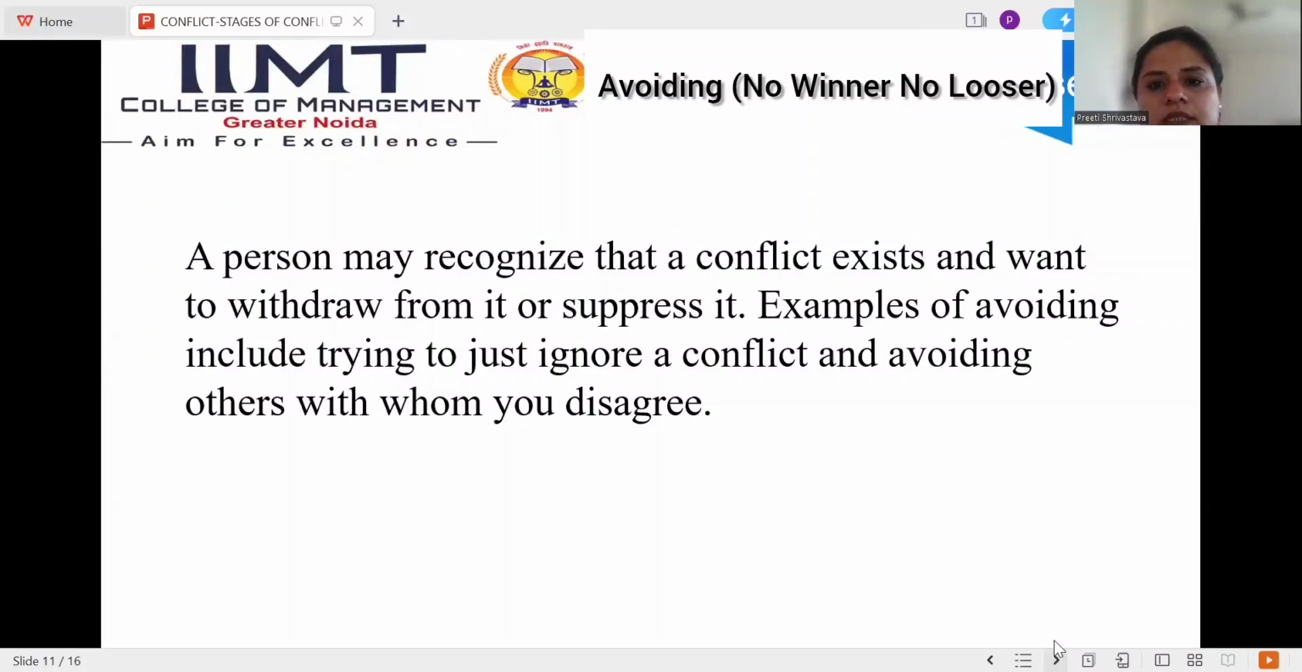The next is avoiding: no winner, no loser. A person may recognize that conflict exists and want to withdraw from it or suppress it. Examples of avoiding include trying to just ignore the conflict and avoiding others with whom you disagree.